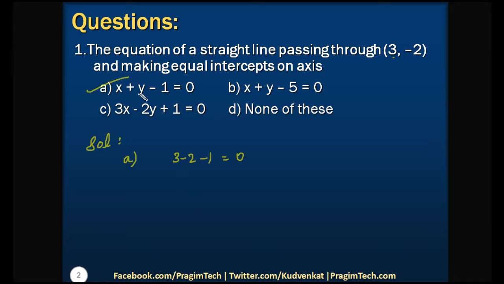And if you observe the intercept form, it will be x plus y equals 1, or we can write it as x by 1 plus y by 1 equals 1, right? So if you observe here, the intercepts of x and y are equal. So both the conditions are satisfied. We can say that the answer is A, right? Let's look into the next question.